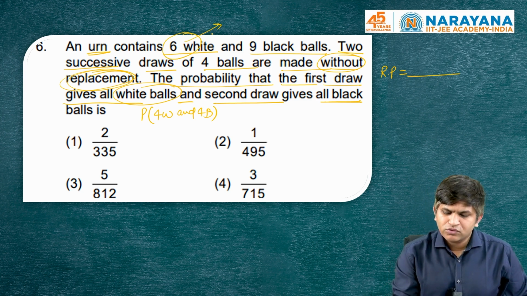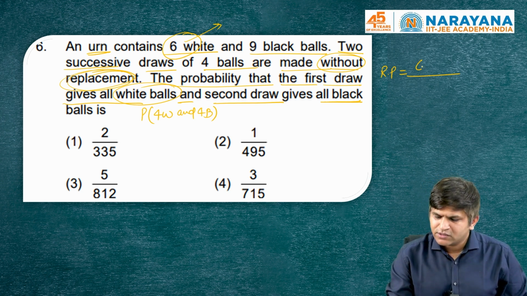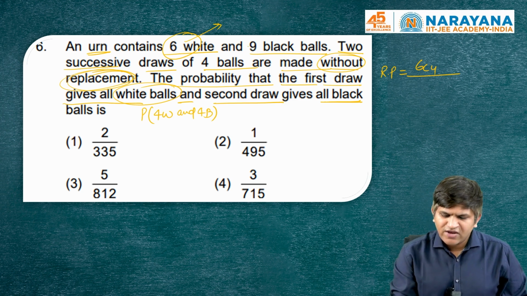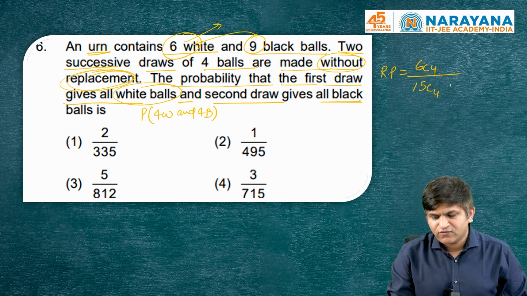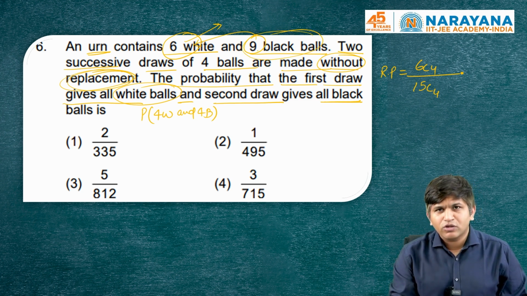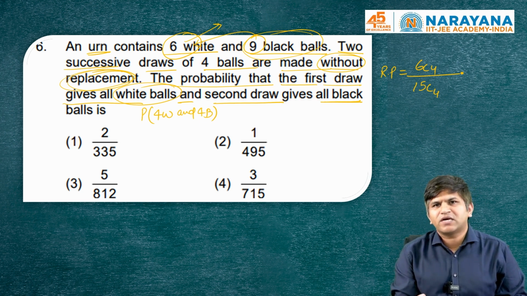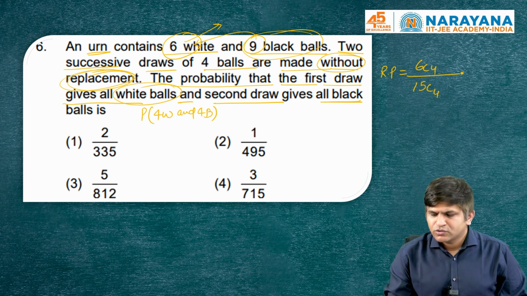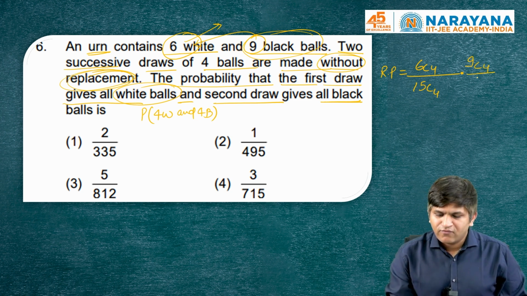So we have to choose 4 white balls from 6. So we can write it as 6C4, and the total available balls we have is 15, so it is 15C4. Then we have to calculate the probability that, in the next attempt, we are drawing another set of 4 balls, and they are black. So we have to write 9C4, but without replacement.